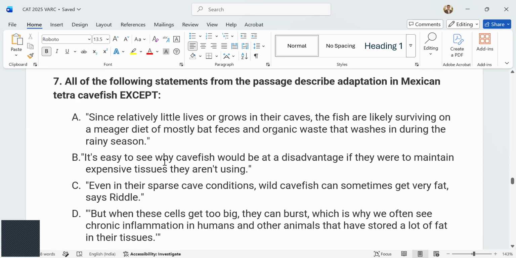Okay, so let's just go with the seventh question. All of the following statements from the passage describe adaptation in Mexican tetra cavefish, except. So all of the statements will support or describe adaptation in Mexican tetra cavefish, except one statement. So we have to find that statement.